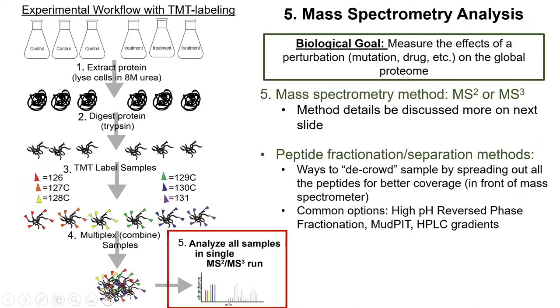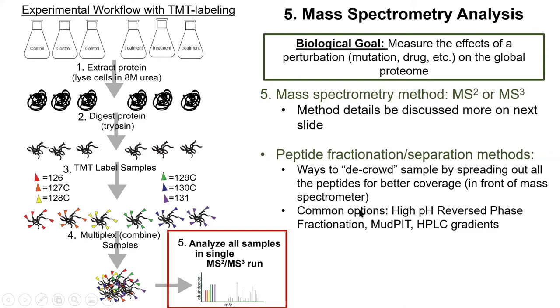In the next slide, I'm going to go a little bit more into different mass spec methods that can be used, just brief overviews. But I just wanted to take a second on something I'm not really touching on in detail here, but is a good experimental consideration: peptide fractionation or separation methods. These are basically ways to decrowd your sample, because you combined a lot of different peptides from all kinds of different samples, and so it can be a pretty crowded sample. And so you look for ways to decrowd this so that you're not overwhelming the mass spectrometer and that you have better coverage of all the ions that you've put in.